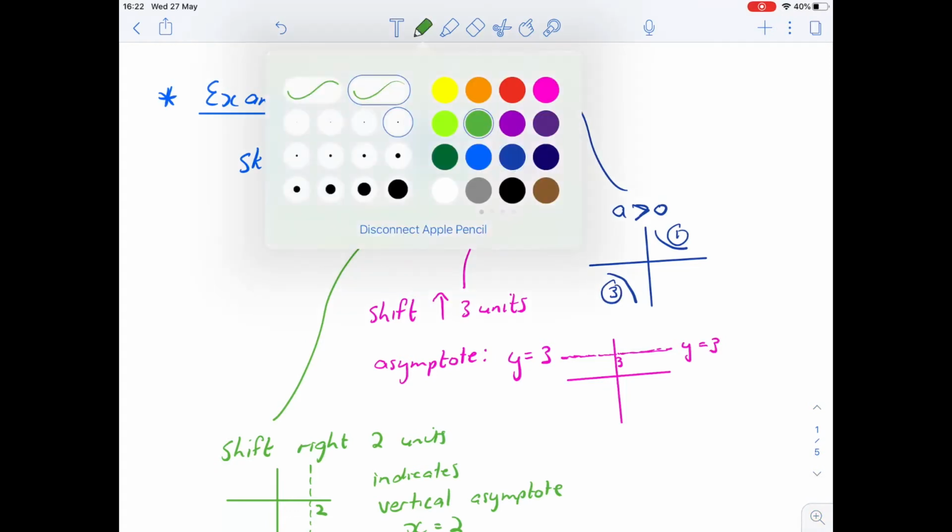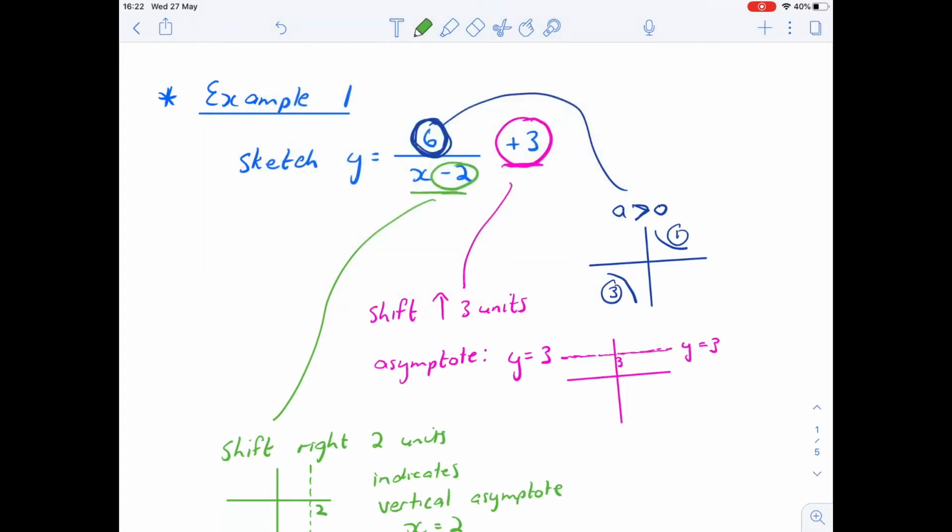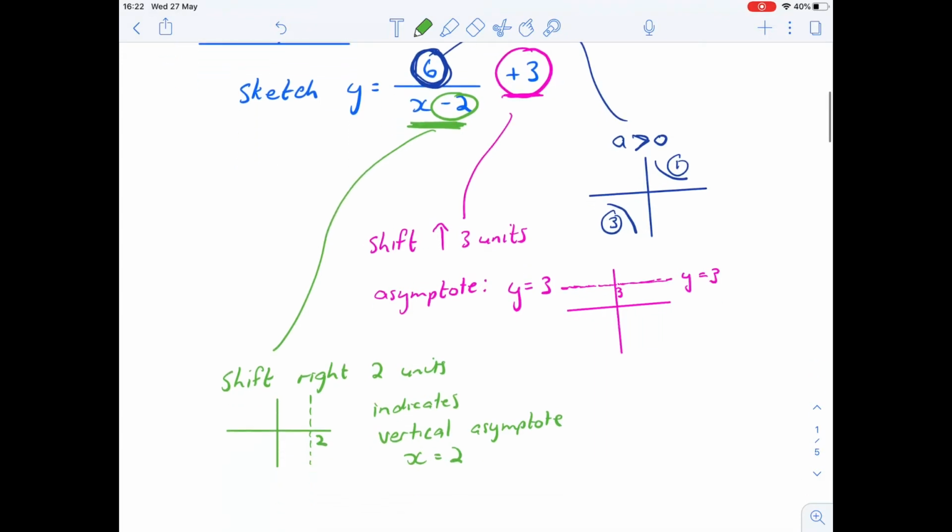Then at the bottom here we have x minus 2. Now remember, that's a shift in the opposite. So if it's a minus 2, it's a shift to the right in the positive direction. So here, if we look at the green, it's a shift right of 2 units, which indicates then my vertical asymptote, which will have the formula x equals 2.